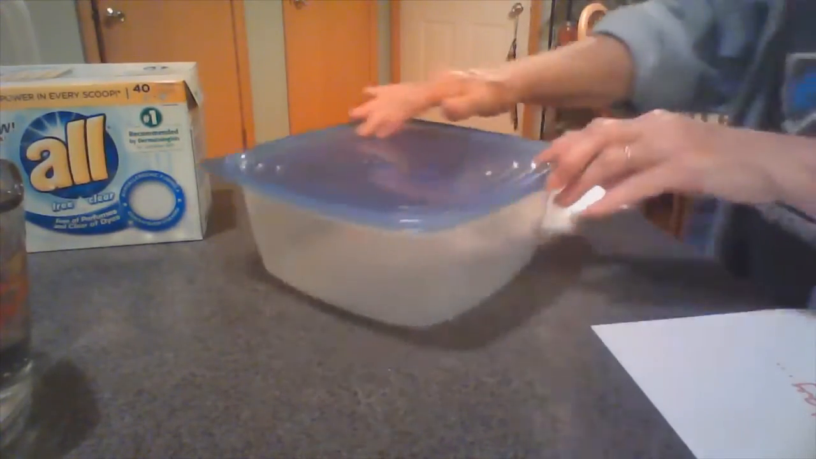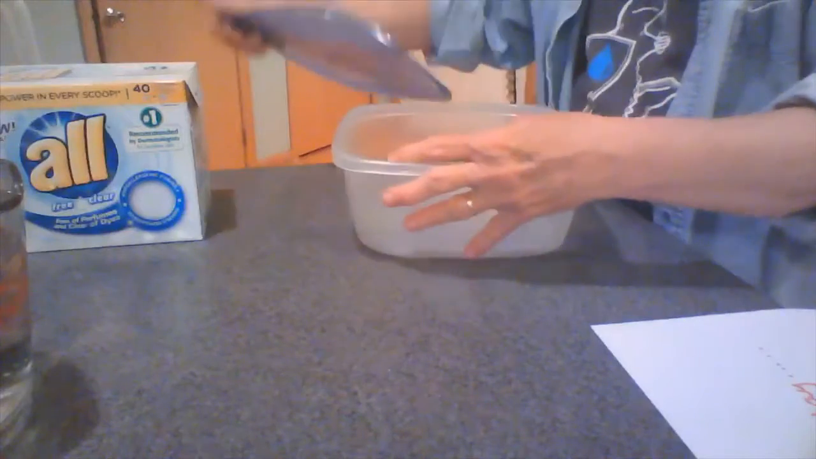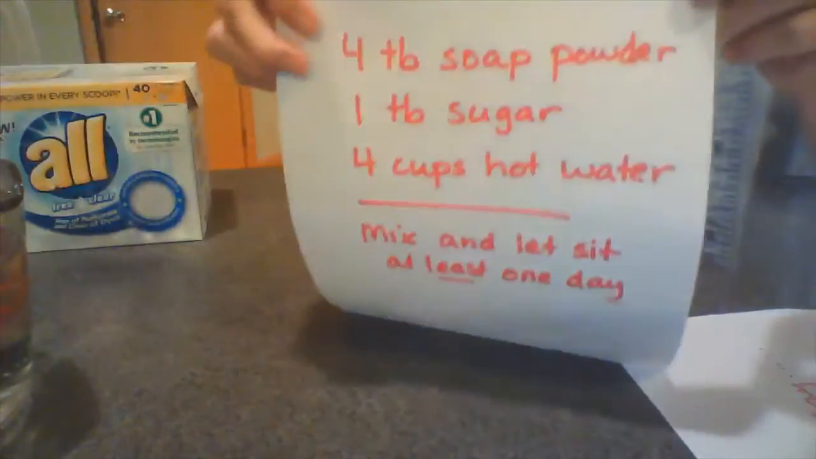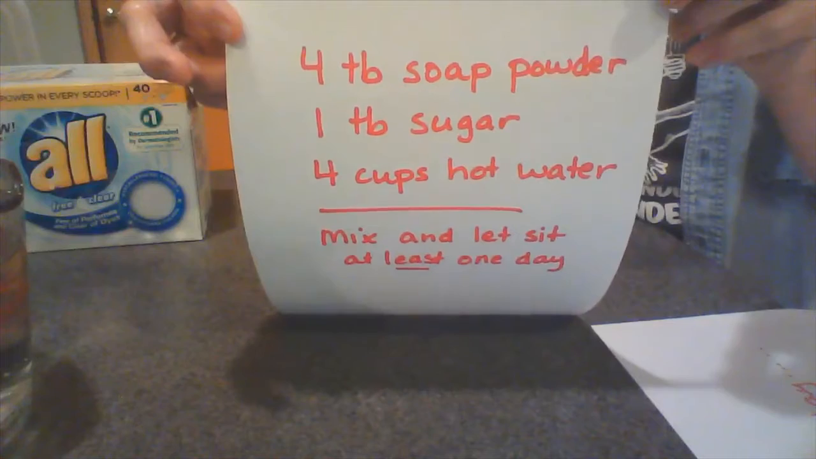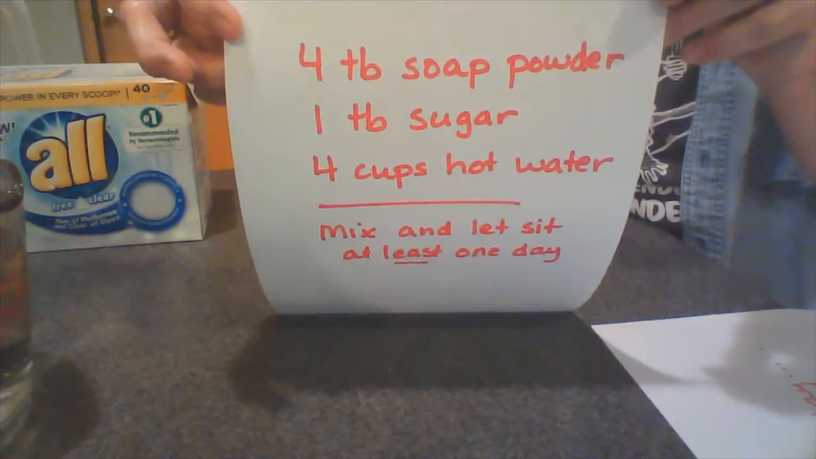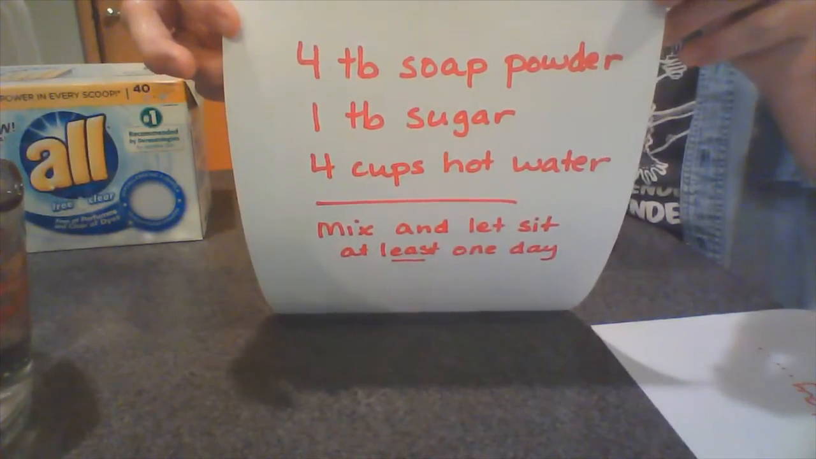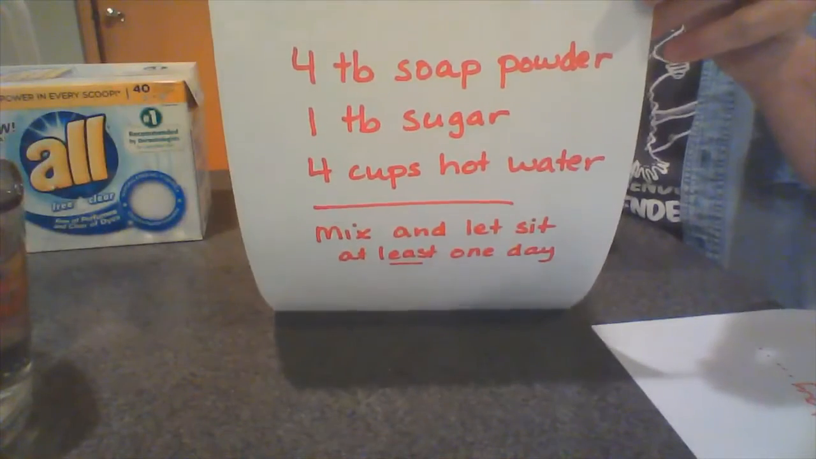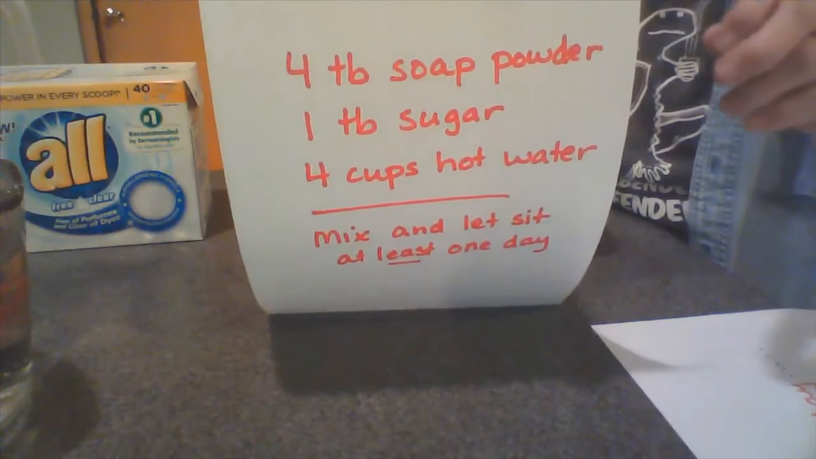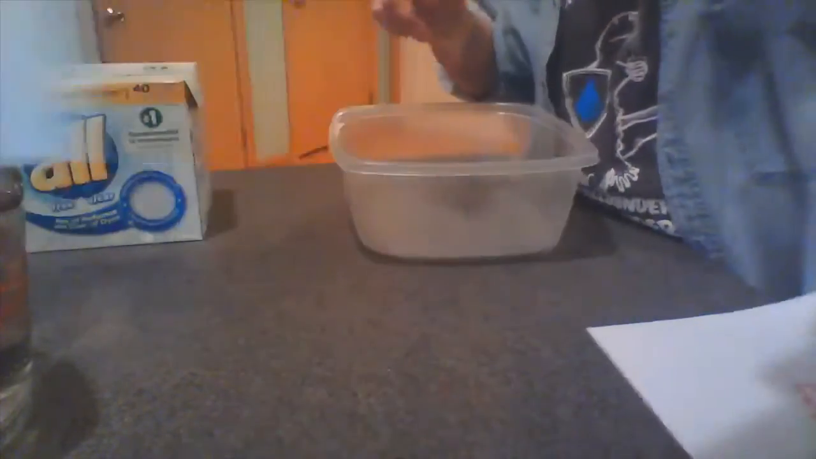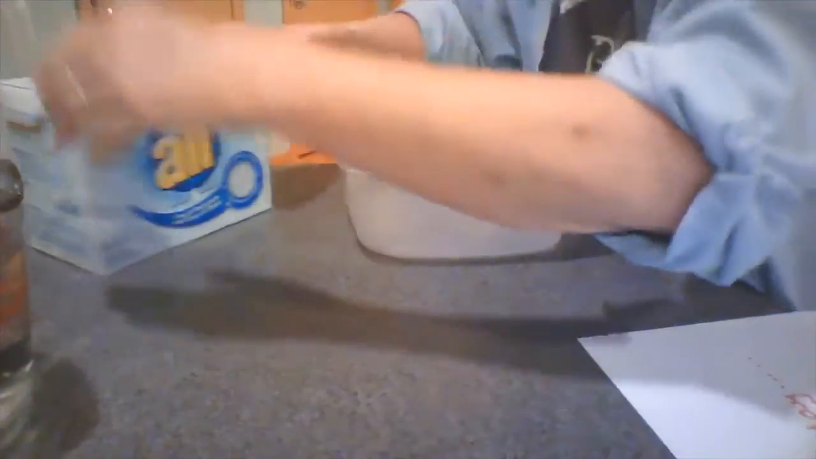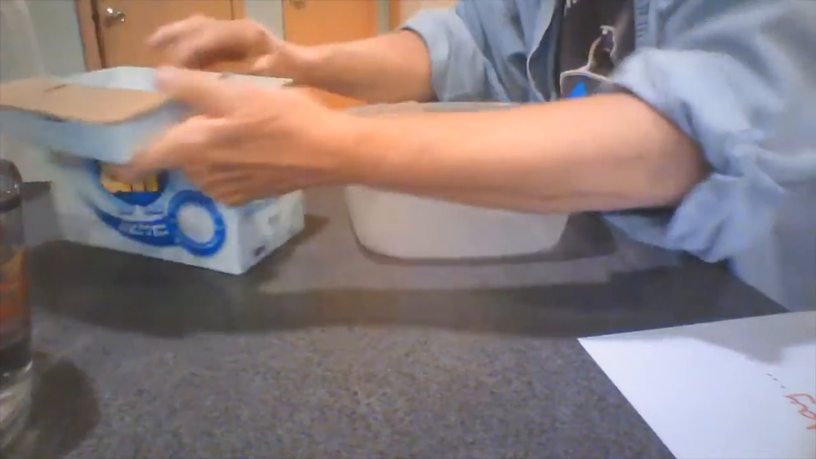Okay, now to make my solution, let me show you the recipe first. You will need 4 tablespoons of soap powder, 1 tablespoon of sugar, and 4 cups of water. And you're going to mix this, and you're going to let it set at least 1 day. I let mine set 1 day. It actually calls for letting it set for 3 days. So presumably the longer that you let it set, the better it is.